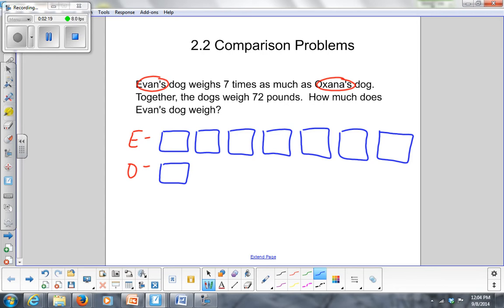Yeah. All right. So when you have 7 times as many, that means you're going to draw 7 boxes for your model, as many as the one box. Okay, so I don't have 8 boxes. I have 7 boxes for Evan because it's 7 times as many as Oksana's one box. We know Oksana at least has 1, right? But we don't know anything else.